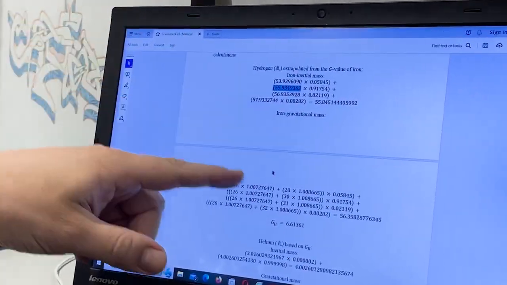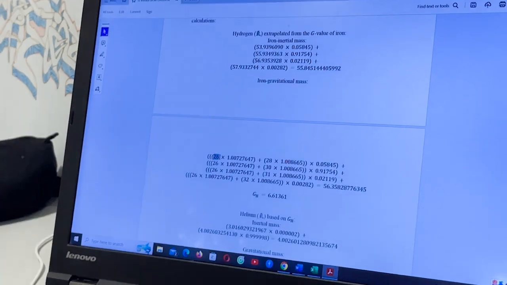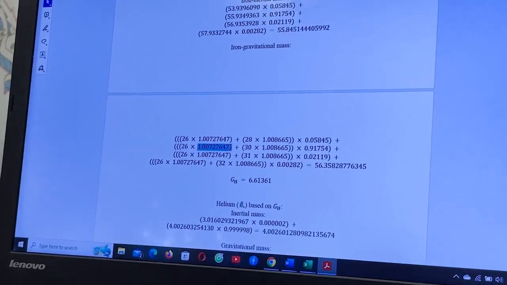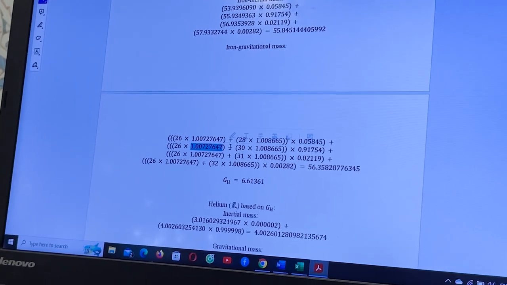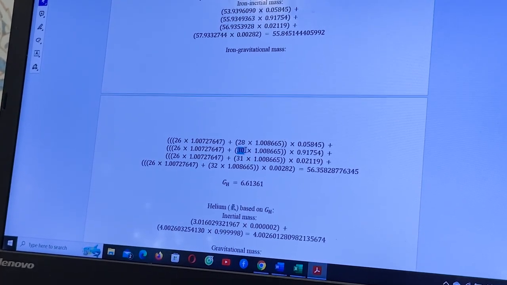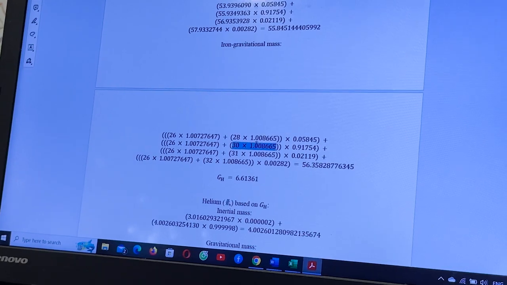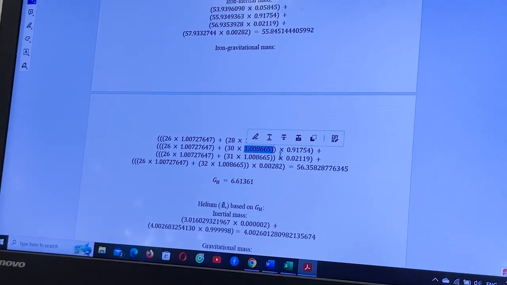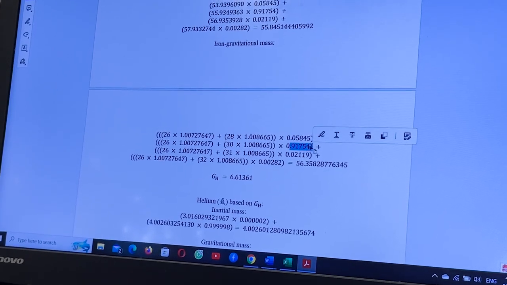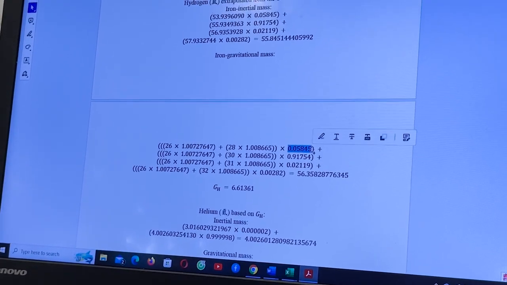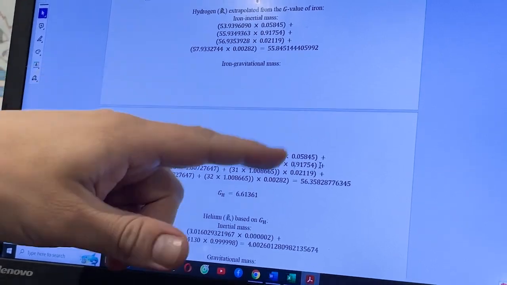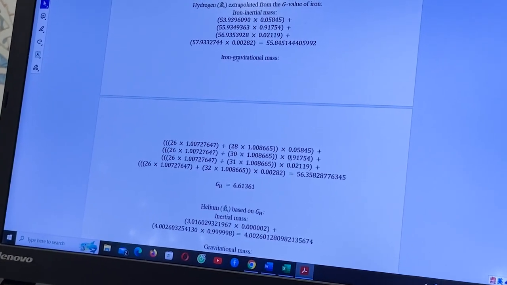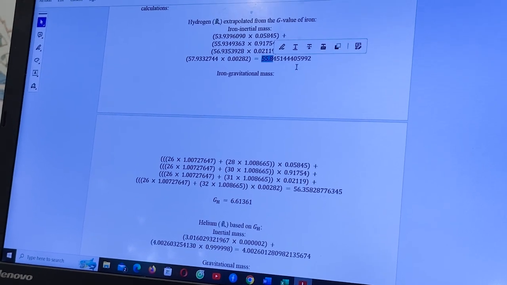And then for the gravitational mass, you simply multiply the number of protons with the atomic mass of the proton, and then you add to that the number of neutrons multiplied with the atomic mass of the neutron. Then you multiply that with the abundance in nature, and you add that all up. So you get here 56 point something, and here 55 point.